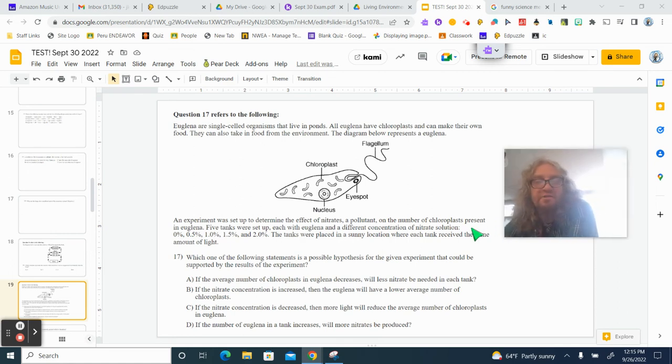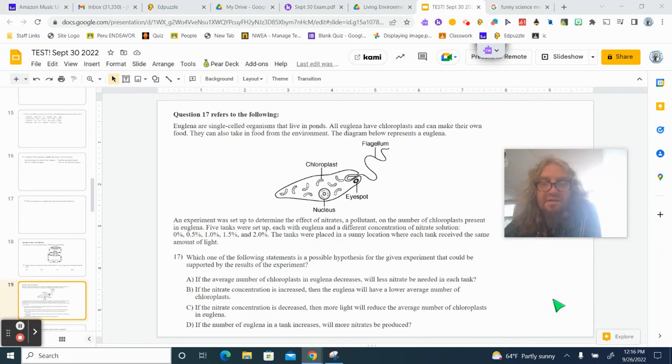Question 17 refers to the following. Euglena are single-celled organisms that live in ponds. All euglena have chloroplasts and can make their own food. They can also take in food from the environment. The diagram below represents a euglena. An experiment was set up to determine the effects of nitrates, a pollutant, on the number of chloroplasts present in euglena. 5 tanks were set up, each with euglena and a different concentration of nitrate solution: 0, 0.5%, 1%, 1.5%, and 2%. The tanks were placed in a sunny location where each tank received the same amount of light.